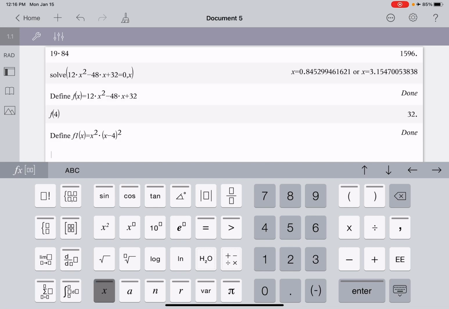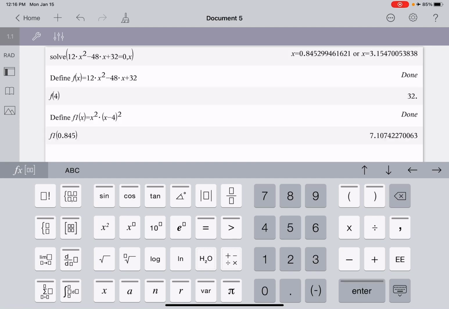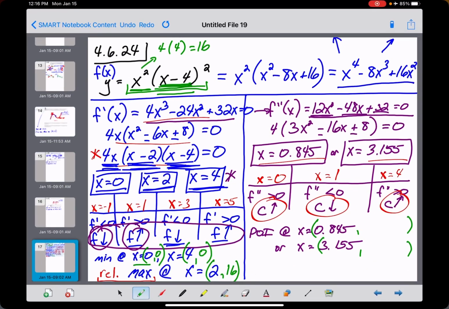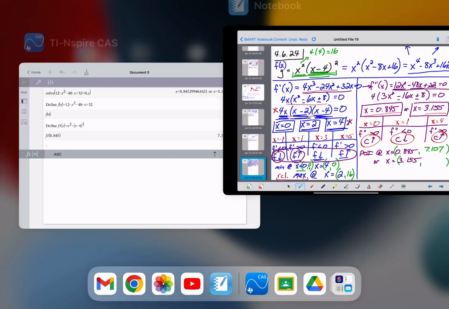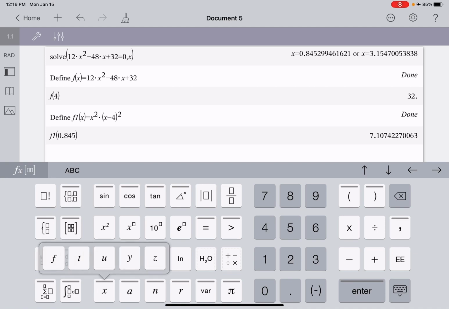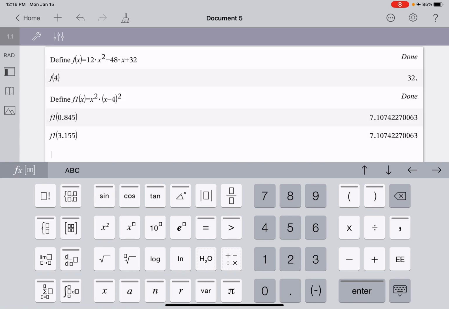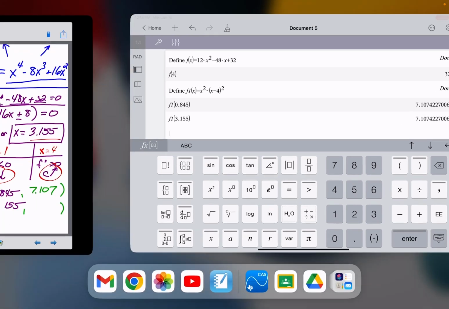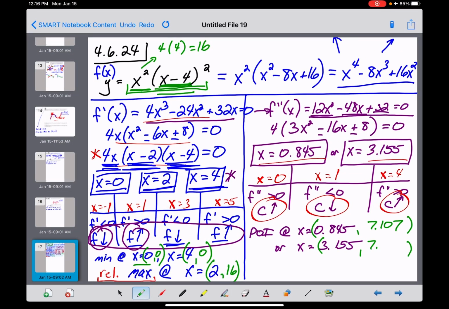And now we're going to need the calculator to evaluate f1 at this first point of inflection, 0.845. Gotcha? 7.107 is what we get right there. Okay, and then again at 3.155. So let's try that. f1 at 3.155, and we get, oh, that's interesting, the exact same value again, 7.107. Wasn't expecting that to happen, but okay. And that's where we're at.